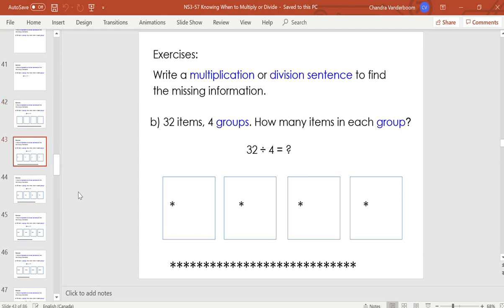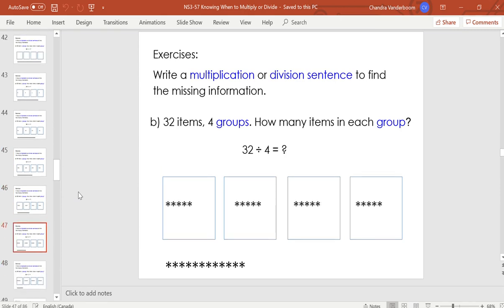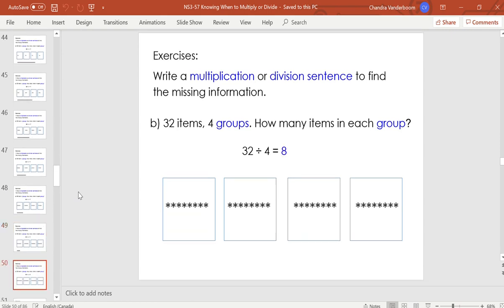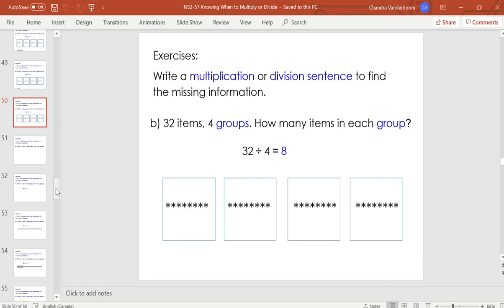4, 8, 12, 16, 20, 24, 28, 32. You should have 8 fingers up because we got 8 into each square, into each group. So 32 divided by 4 equals 8.